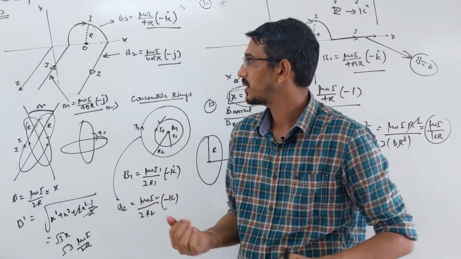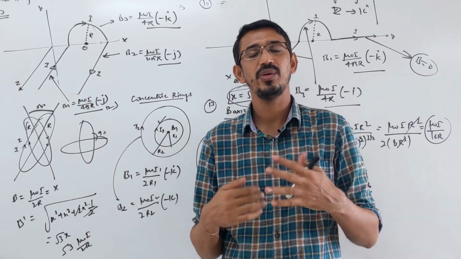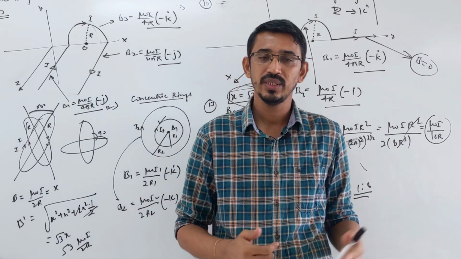In the next lecture we will be learning about Ampere's circuital law and its applications, like the magnetic field due to a cylinder, due to a solenoid and a toroid. These things we will learn.